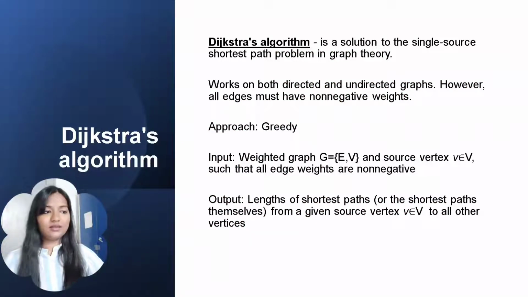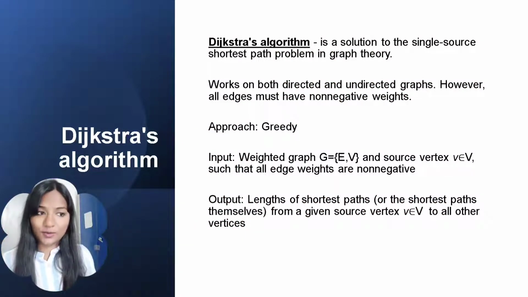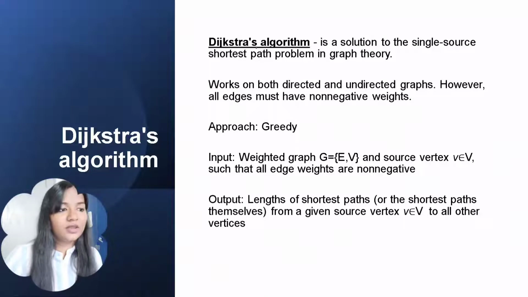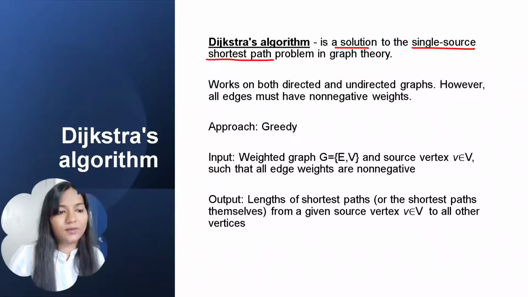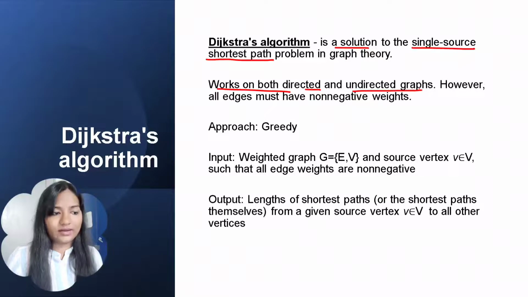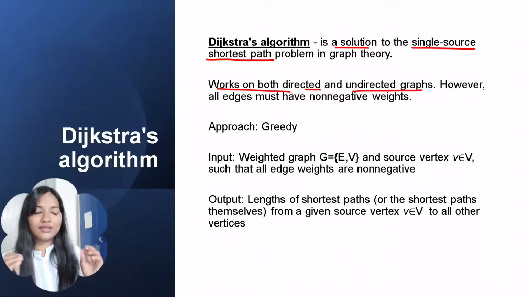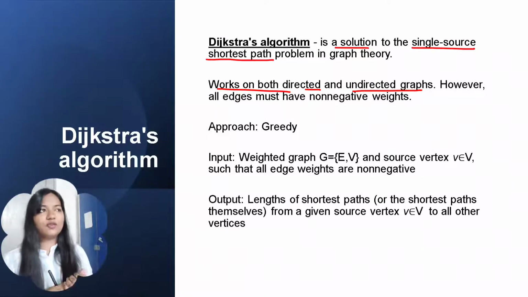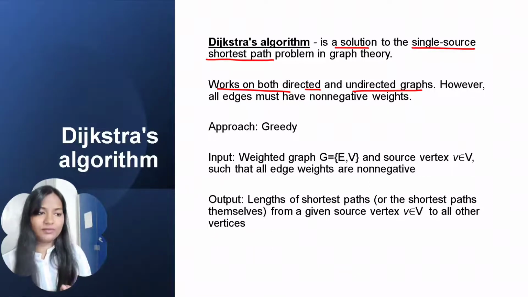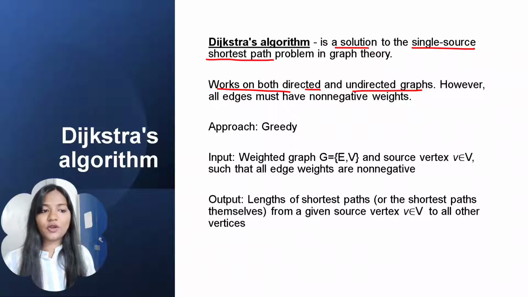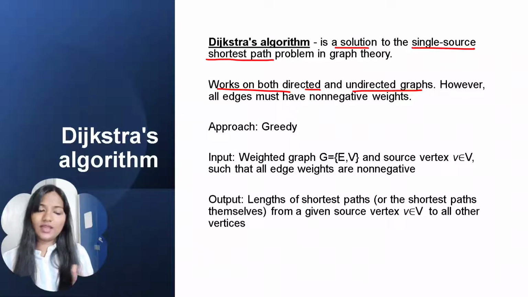Now let's summarize it and let's understand the pseudocode. That's very important. So Dijkstra algorithm is a solution to a single source shortest path problem. It works both on directed and undirected graph. However, there's a drawback or a disadvantage of Dijkstra's algorithm that the edges should not have a negative weight. If it has a negative weight, this algorithm fails.